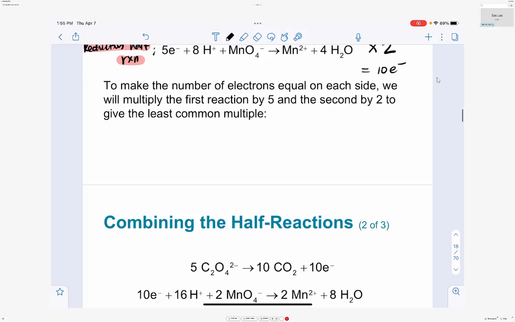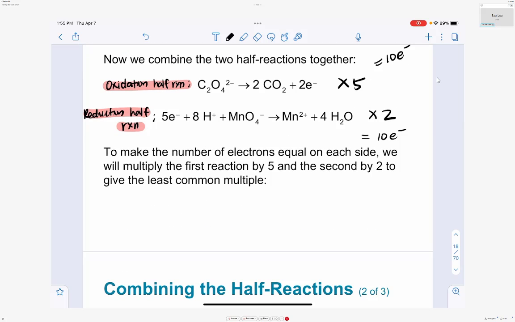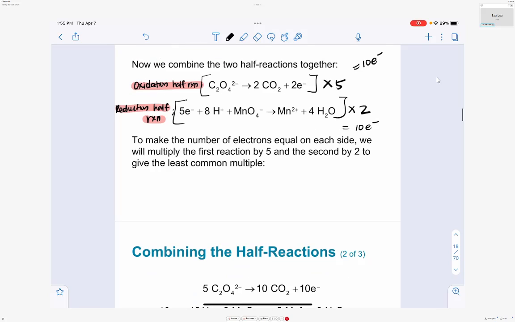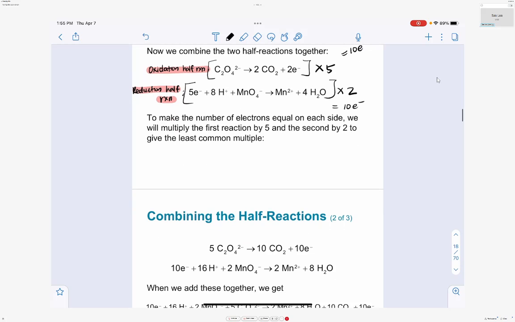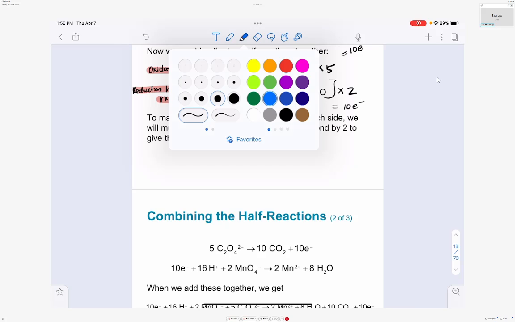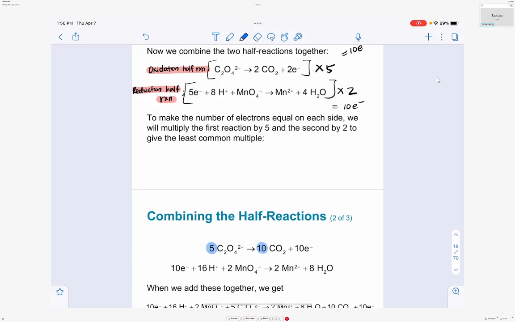So we multiplied the entire equation by 5. Then you have coefficients of 5, 10, and 10 electrons. And then for the reduction half reaction, the coefficients now become 10 electrons, 16 for the protons, 2 for the manganese oxide, 2 for the manganese, and 8 for the water.